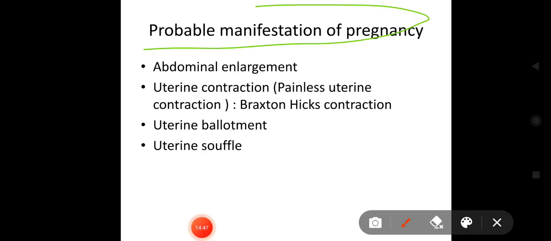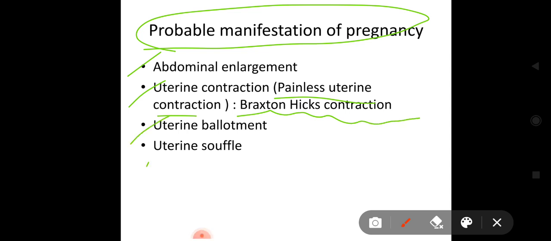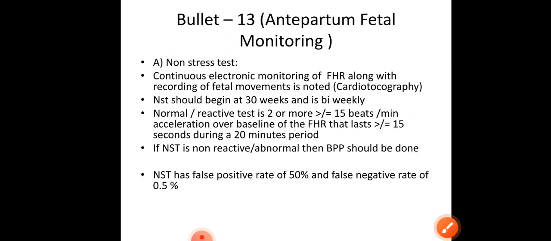Probable manifestation of pregnancy: abdominal enlargement, uterine contraction. Painless uterine contraction is known as Braxton Hicks contraction, uterine ballottement, and uterine shuffle.